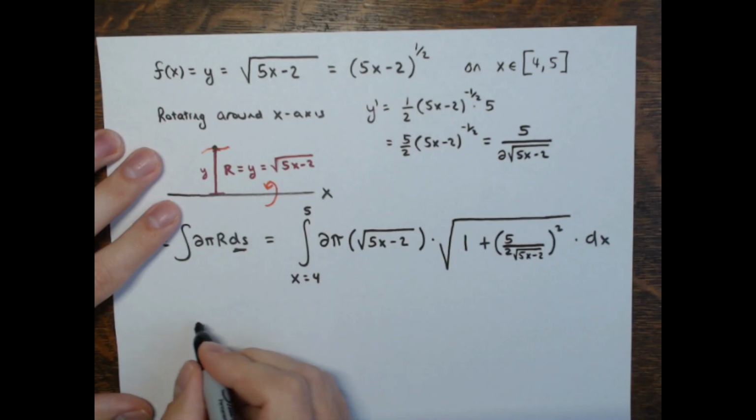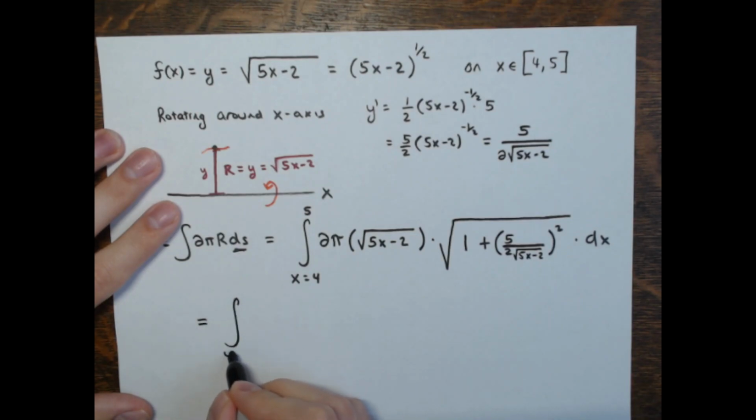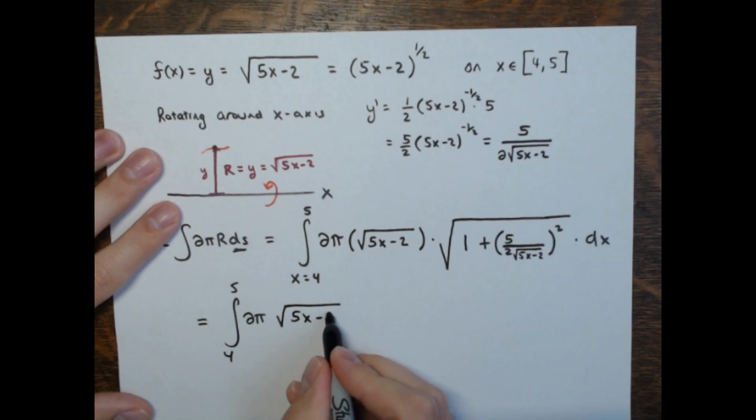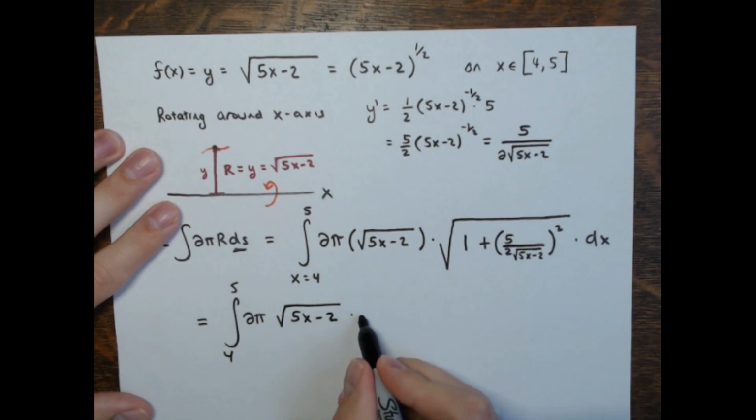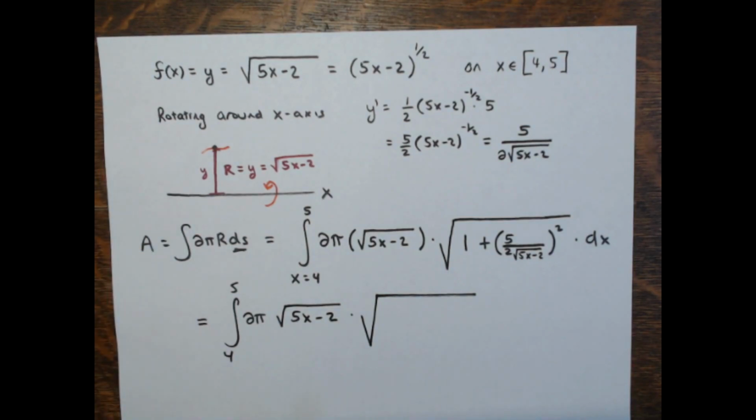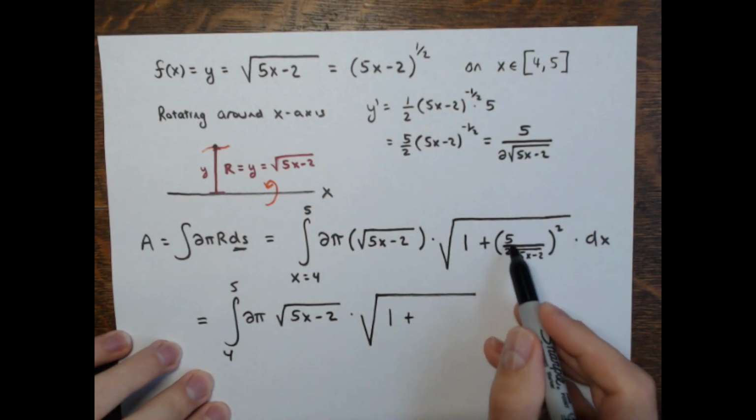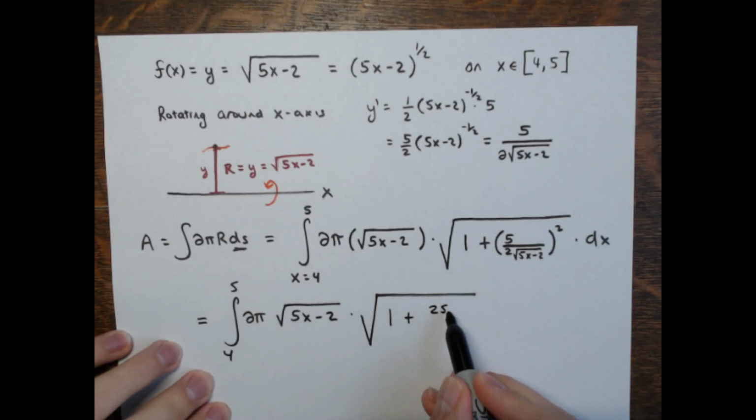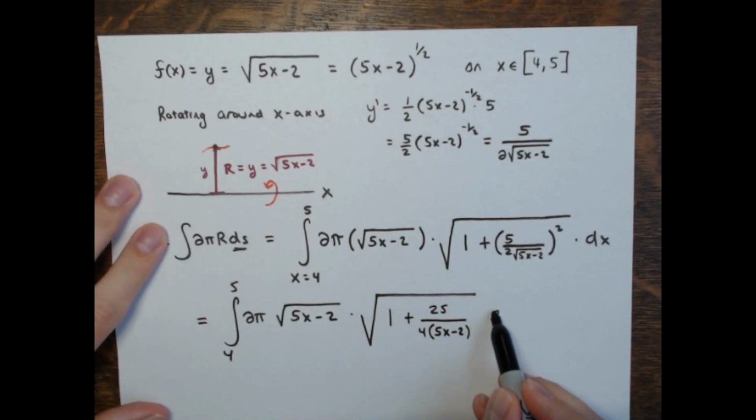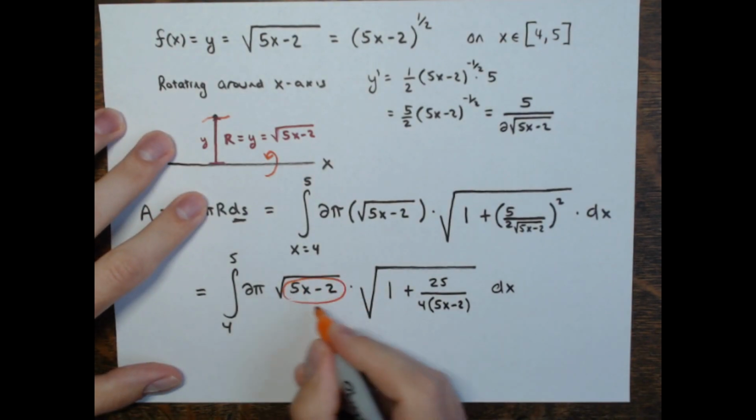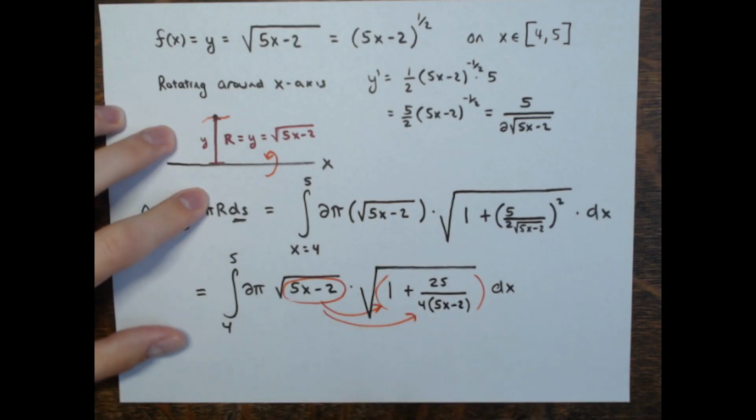All right, now, so I do some simplifying here, right? This is the integral from 4 to 5 of 2 pi. You got the square root of 5x, sorry, minus 2, times square root, and we can put these together, right? Square root times square root. Multiply these in a second. 1 plus, and then when this y prime is squared, you have 25 in the numerator, and then 4 times the quantity 5x minus 2 in the denominator, right? And then times your dx out here. Okay, and now putting these square roots together, right, we're going to multiply this by this and distribute it to each of those two terms.